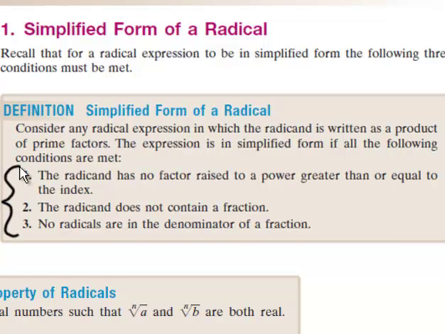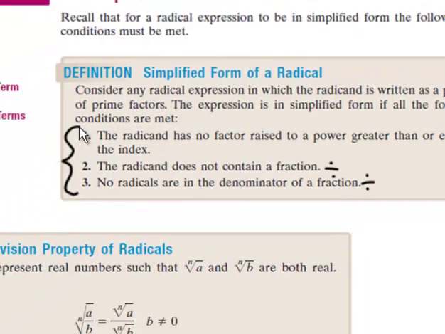Your radicand has no factor raised to a power greater than or equal to the index. Hopefully we're all good with that. The radicand cannot contain a fraction, which remember is division. And then no radicals in the denominator of a fraction can happen. So again, division. So we're going to be focusing on 2 and 3 a lot today.